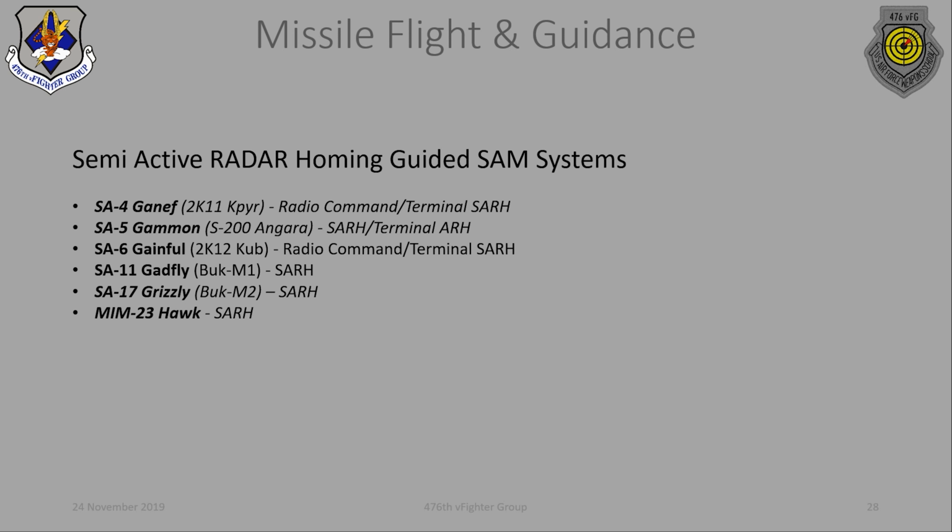Yes. Okie dokie. Right then, so just to run down what we've got in DCS then, and a bit of background as well. Semi-active systems. So, as we mentioned before in the previous bit, the SA4 is radio command mid-course and then terminal semi-active. SA5 is semi-active in the mid-course and then active in the terminal phase. SA6, radio command and semi-active again. And then the SA11 is semi-active and the SA17 is semi-active, as is the Hawk.